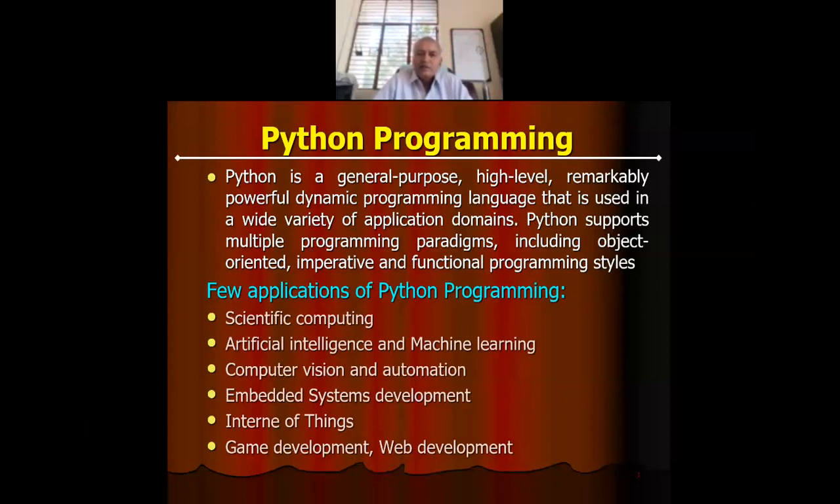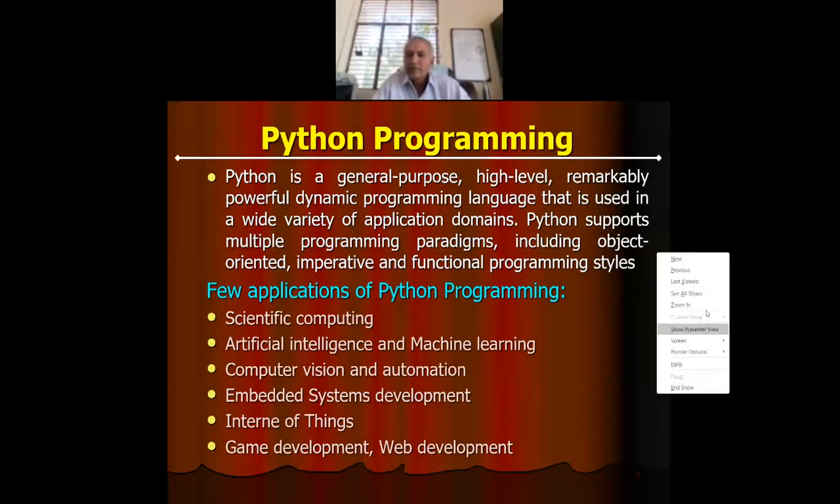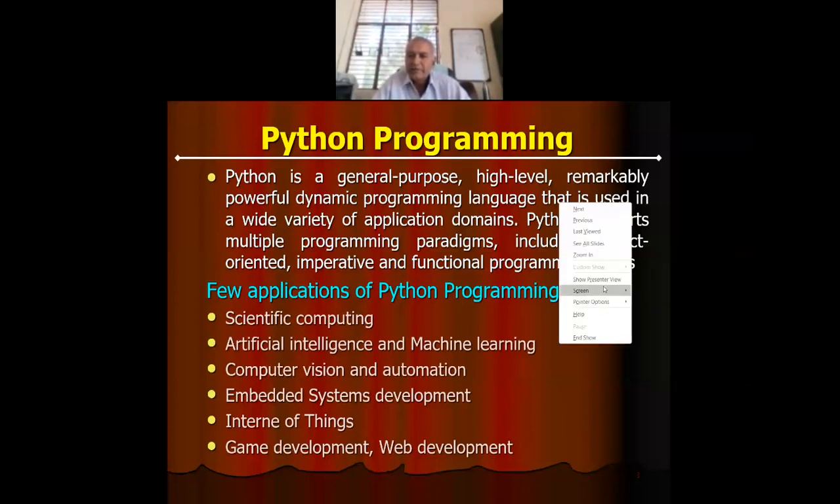So Python is a general purpose, high level, remarkably powerful dynamic programming language, and it is utilized in a wide variety of applications. Right. Some applications are shown here: scientific computing, artificial intelligence and machine learning, computer vision and automation, embedded system development, Internet of Things, game development, web development, and many more applications which are not shown here. But apart from all this, there are many more applications.